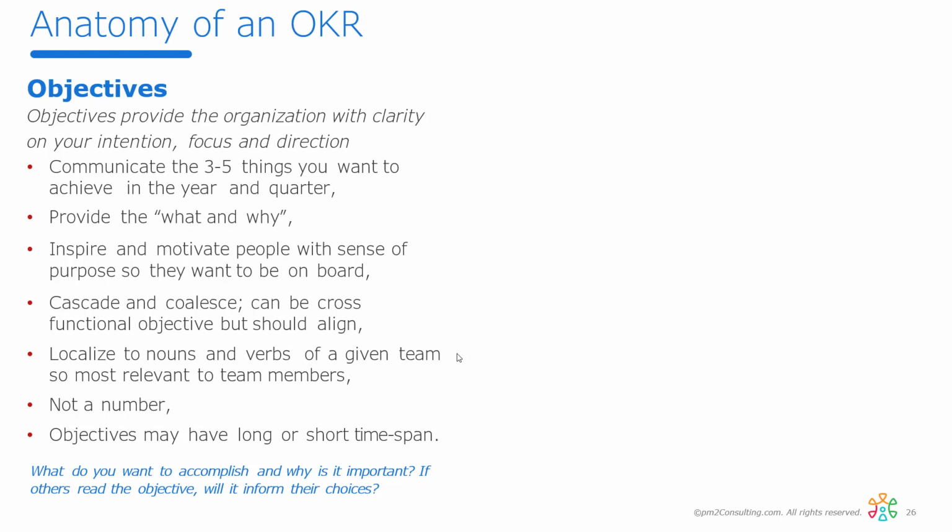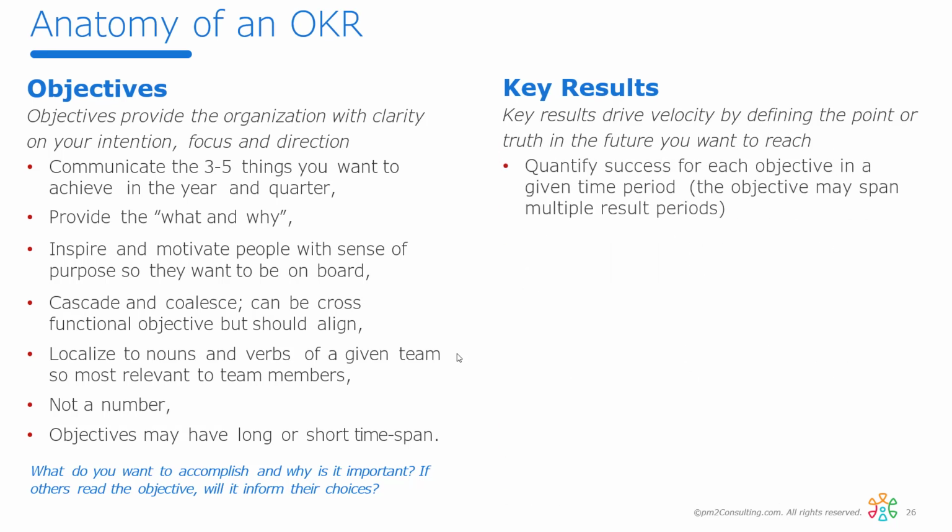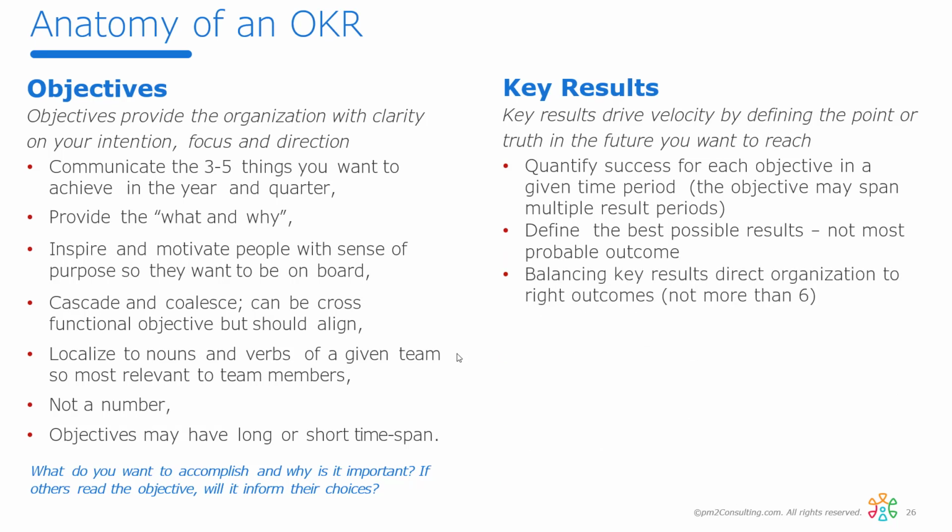Then we come up with the key results. The key results are, the things that talk about how we're driving the velocity by being clear about what that target looks like. So they're quantified success measures around each objective for each quarter, each time period. And they talk about the best possible results, not the most probable outcome. And we're trying to balance the key results back to exactly what those right outcomes are.